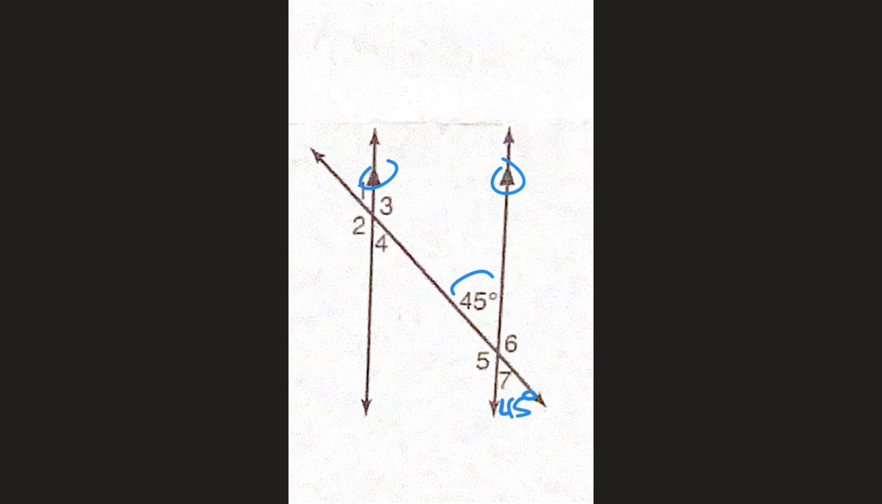I also know that alternate interior angles are congruent. Alternate, again, talks about opposite sides of the transversal. So this 45-degree angle and angle 4 are alternate interior angles. So angle 4 should also be 45.